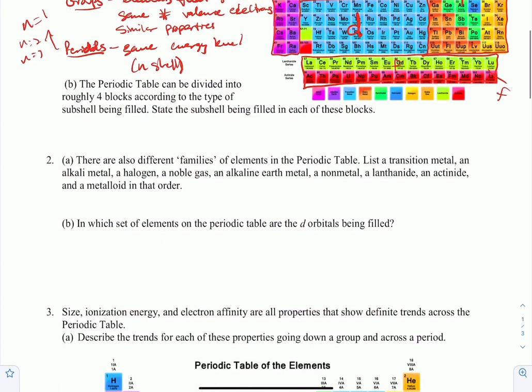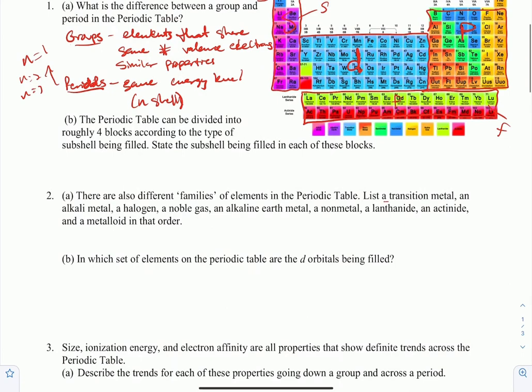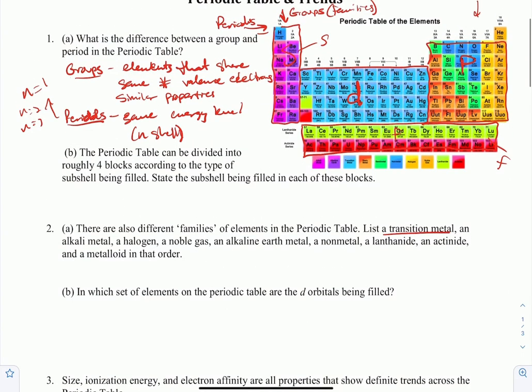Right, so 2a says there are also different families of elements in the periodic table. Listed: transition metal, alkali metal, halogen, noble gas, alkaline earth metal, nonmetal, lanthanide, actinide, and metalloid, in that order. Okay, so let's start with the transition metal. Where are the transition metals? The transition metals are this huge D block. That's the entire D block, full of transition metals. So let's go with cobalt on this one. Okay, so that's one transition metal.